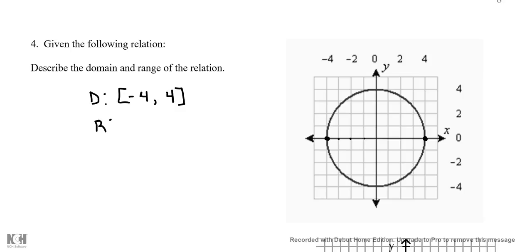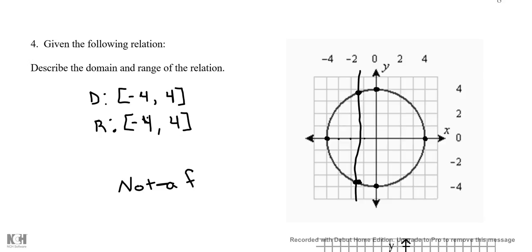The range is all possible y values starting from the bottom and going up. So we start at the bottom, -4. Goes all the way around the circle to the top to +4. Out of curiosity, it didn't ask, but we'll check, is this a function? Well, if I draw a vertical line, boom, boom, I hit twice, so we can say, even though it didn't ask, that this is not a function.